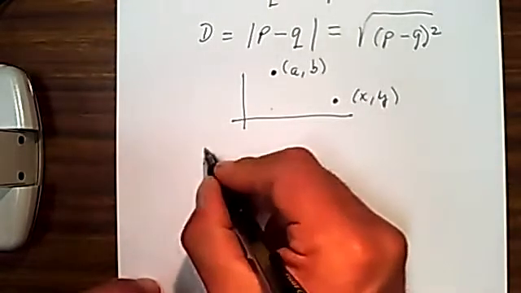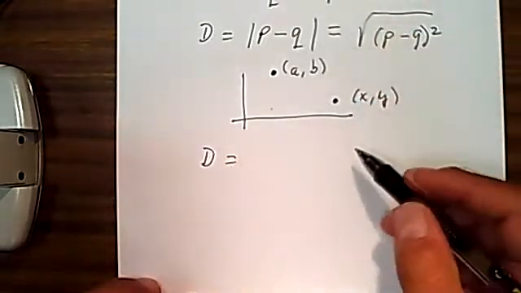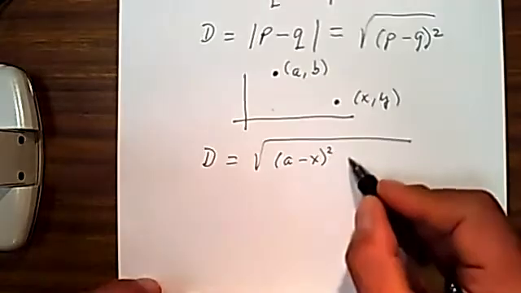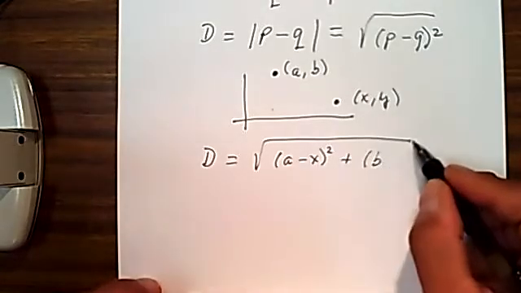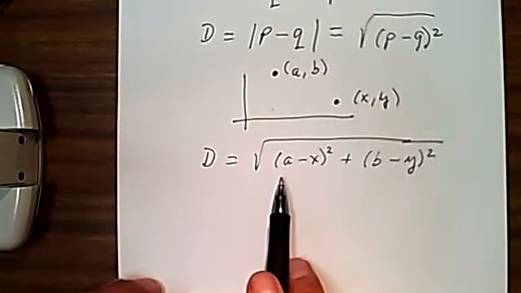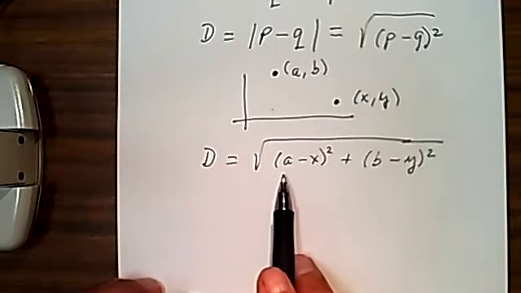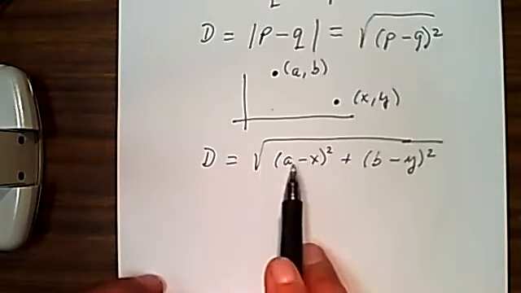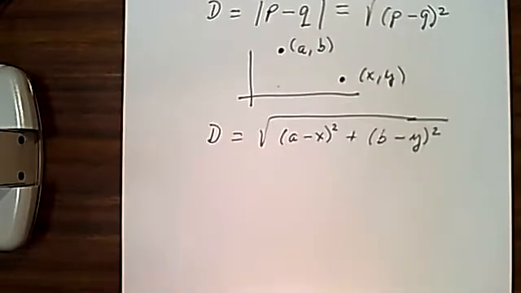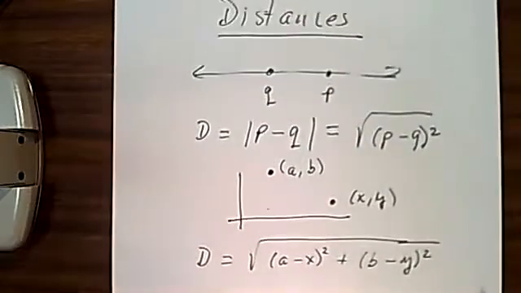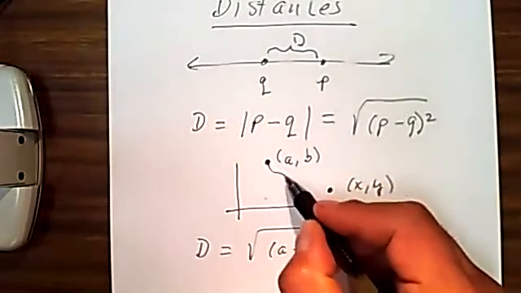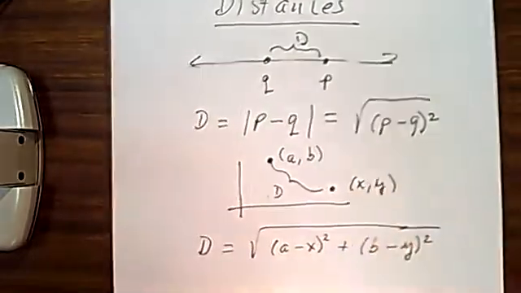So the distance between those 2 points is going to be the square root of a minus x quantity squared plus b minus y quantity squared. And it doesn't matter in this case whether we do a minus x or x minus a, because when we square this quantity, we're going to end up with a positive answer anyway. Either way, we're going to end up with a positive answer. So that is how we compute the distance. Let me go back here. This length is what we label as d, and this length is what we label as d. Okay.